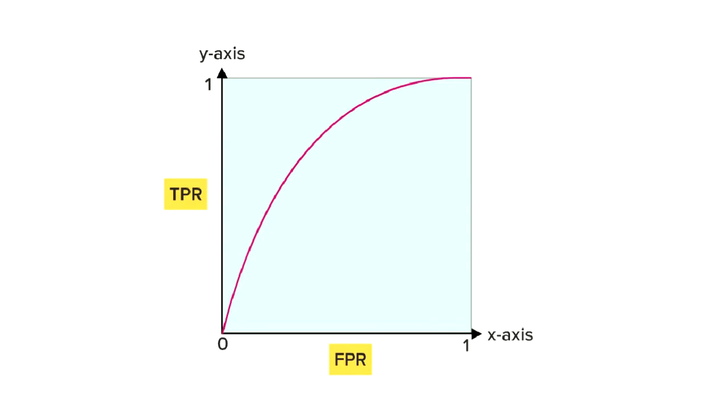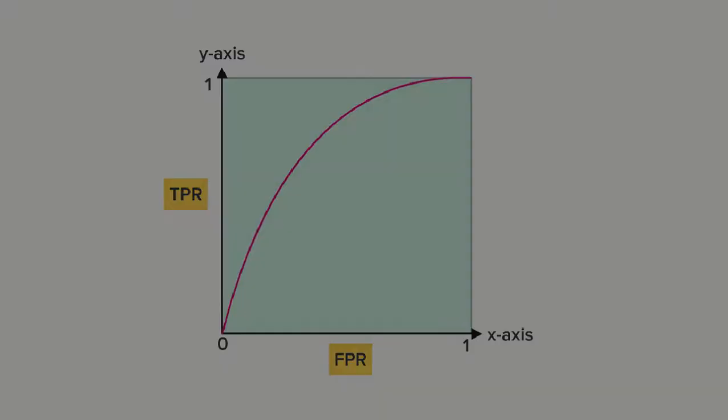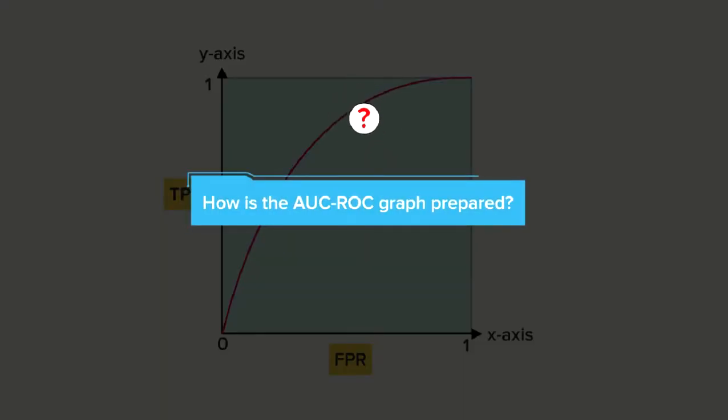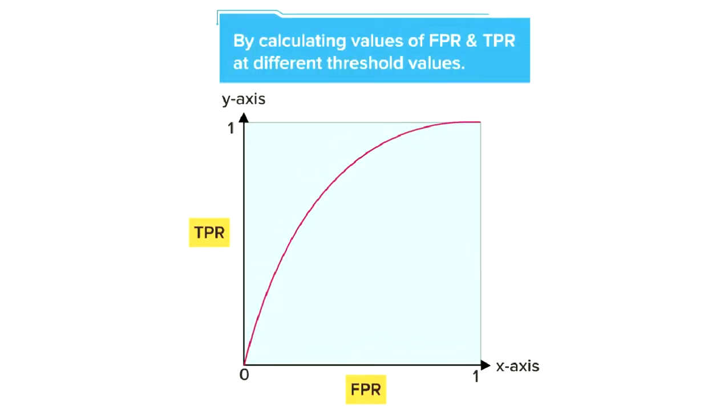Don't worry right now about what is FPR and TPR. We will discuss them shortly in the video. But how is this graph prepared? The graph is prepared by calculating values of FPR and TPR at different threshold values and plotting them together. Let's first discuss what FPR and TPR are.